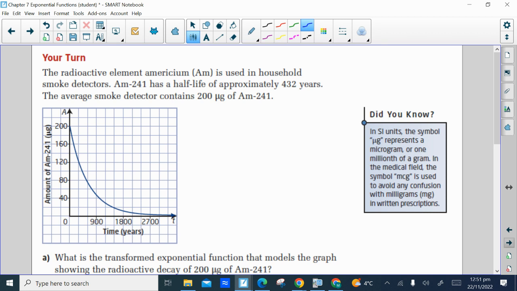So it started with 200 micrograms, I should say. After 432 years, you'd be down to 100 micrograms, half of what you had before. So that's that point right there. That corresponds to 432 years. Okay, because that is the half-life. That's how long it takes for it to decay.